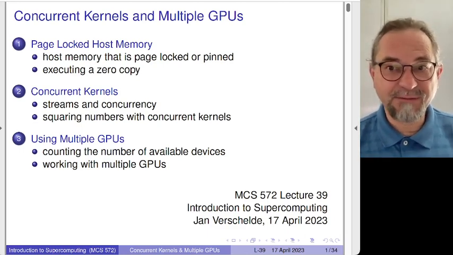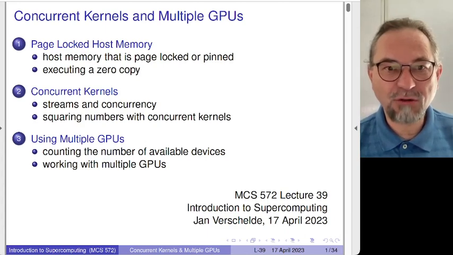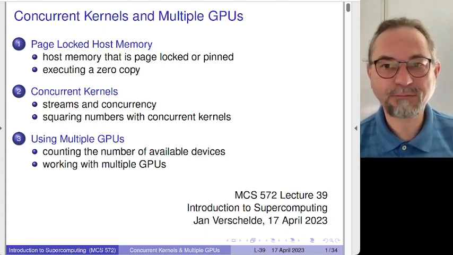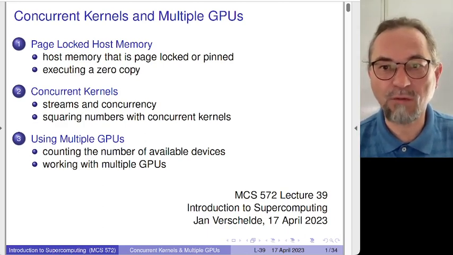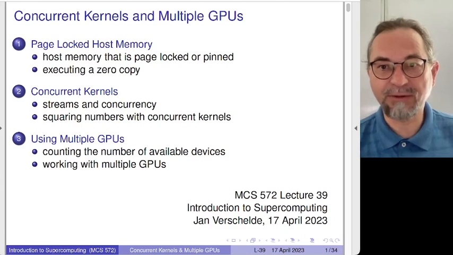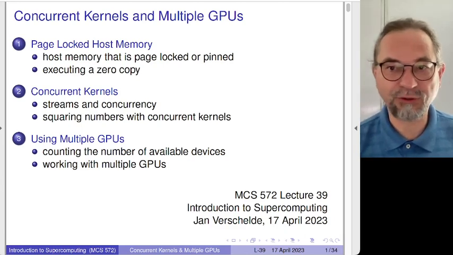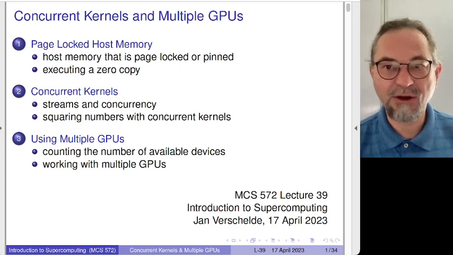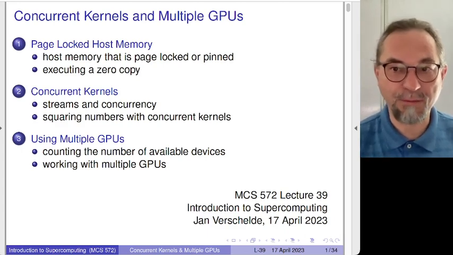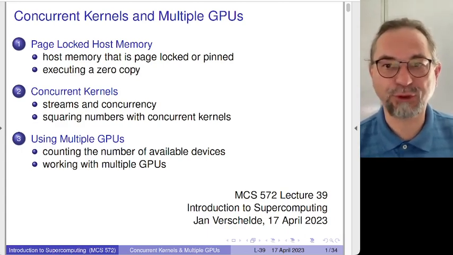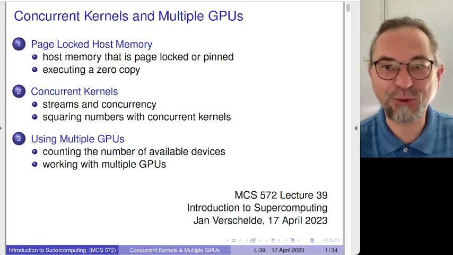But first we have to introduce page-locked host memory, which is needed in the second part if you want to overlap communication with computation. So in a way, this comes at the end of the course. We also addressed this topic of overlapping communication with computation when we did the distributed memory parallel processing.